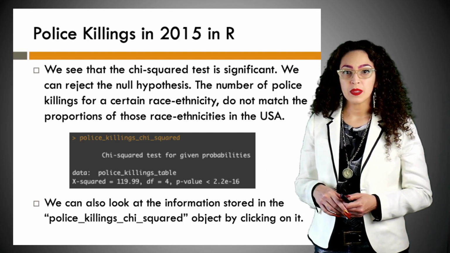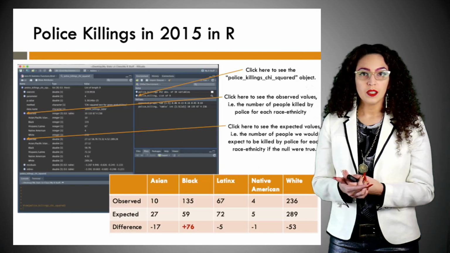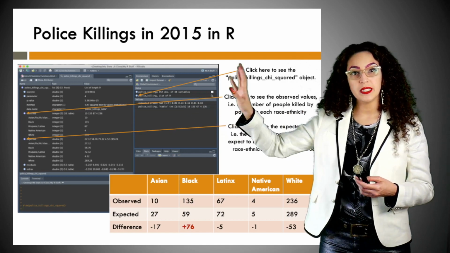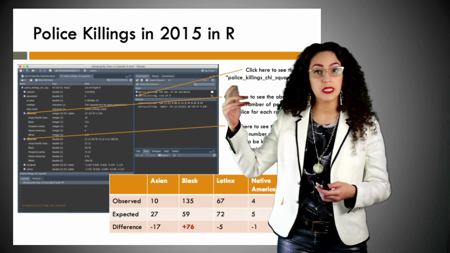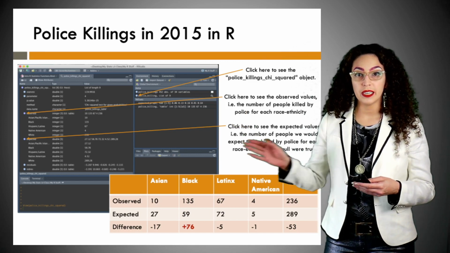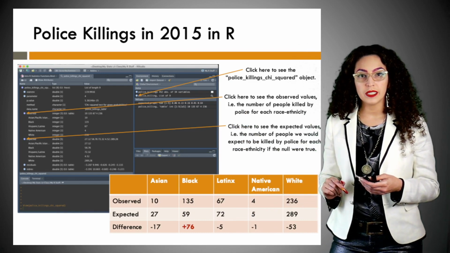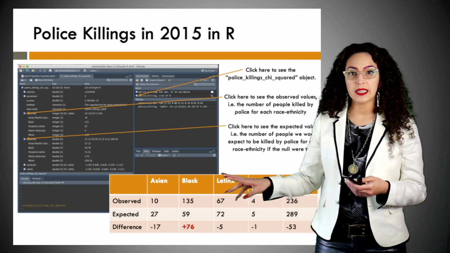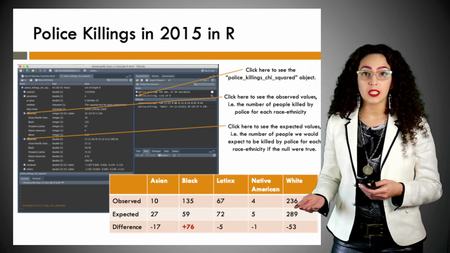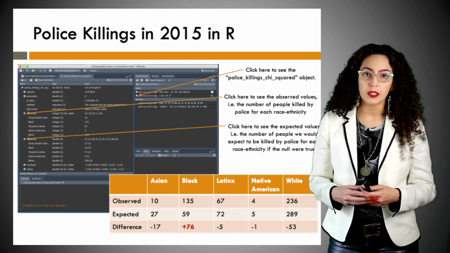It's very, very small. You can also look at the information stored in this object by just clicking on it in R. When you save an object in R that is from a statistical test, if you click on it here in your global environment, sometimes it'll give you options with little drop downs with additional information. In our chi-squared test, we had some additional information regarding observed count and expected count. Now if we look at the observed, we see 236 white, 4 Native American, 64 Latinx, 135 Black, and 10 Asian. Now if we were to just look at raw numbers, it would look like white is being overly represented, but there are more white people in the United States.